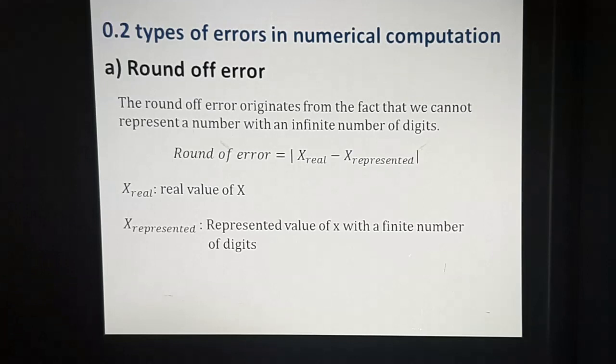There are two types of error that can happen during numerical computation. The first of them is the round-off error. What you saw in the previous program was due to the round-off error in what we call the floating point representation. We'll talk about that. The round-off error originates from the fact that we cannot represent a number with an infinite number of digits. So we can define the round-off error as being the difference between the real number and the represented number with a finite number of digits.